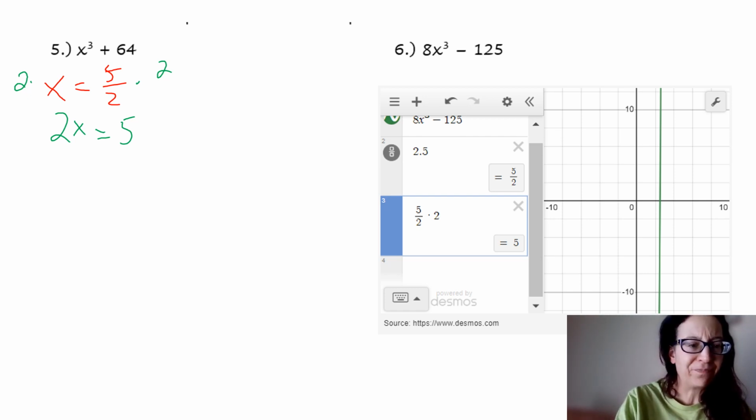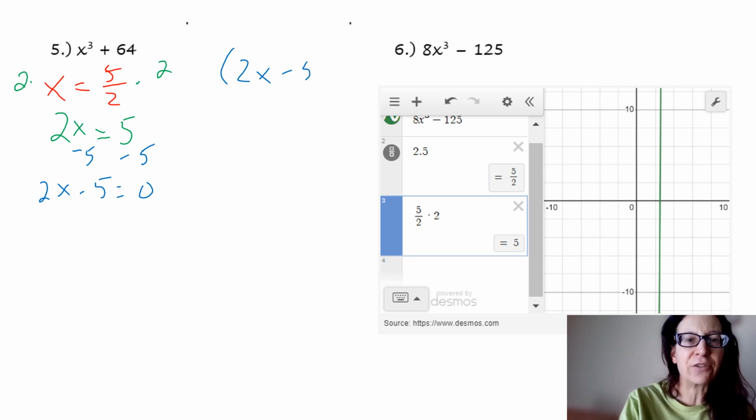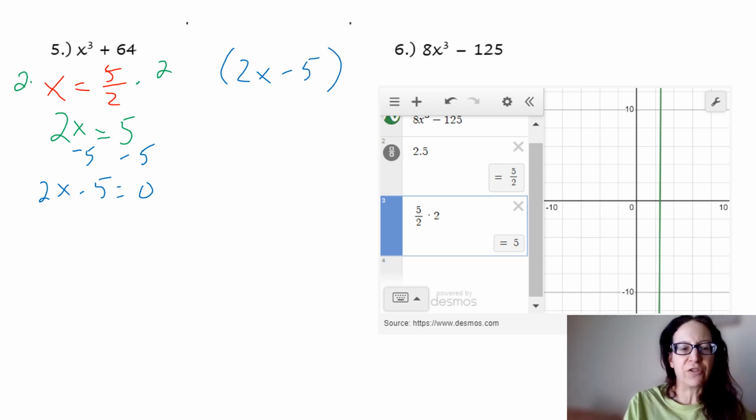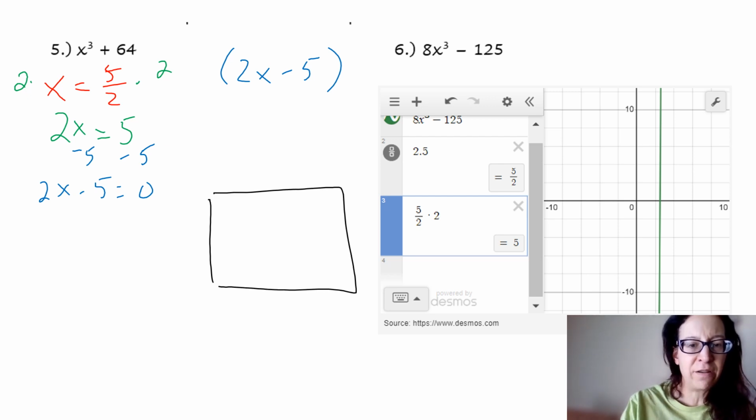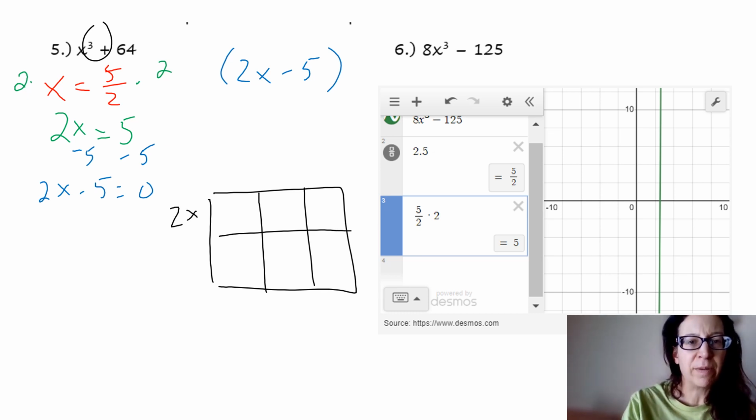Hopefully everything is good. Okay, and now to get the 0, we would need to subtract the 5. So 2x minus 5 is equal to 0. And that's the factor that we're going to be using for our division. So let's set up our division. We have a cubic, so we will have 3 columns. And this time we're going to be dividing by 2x minus 5.